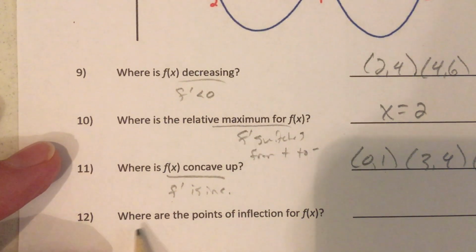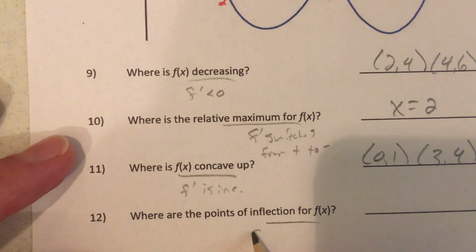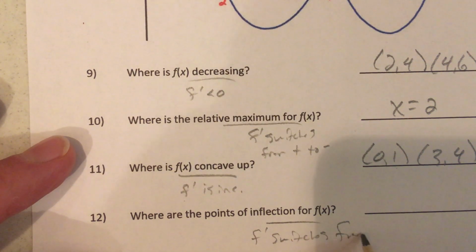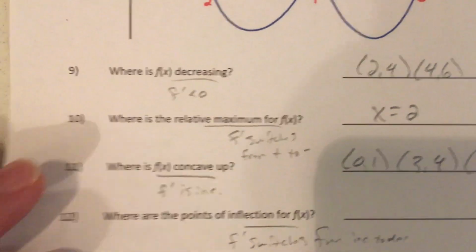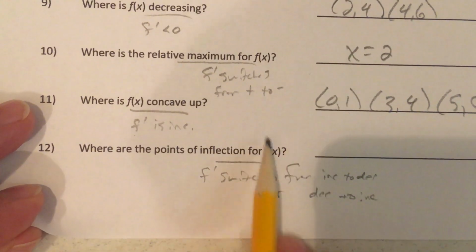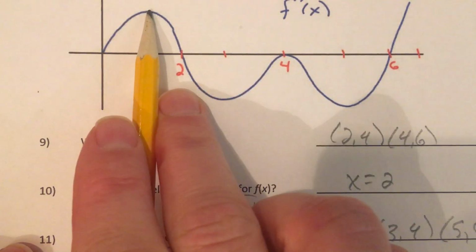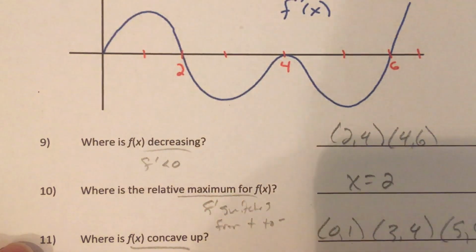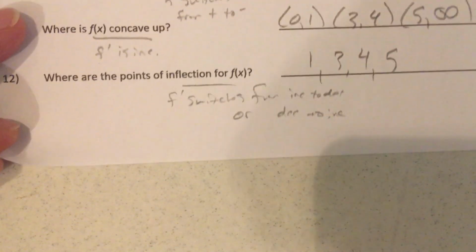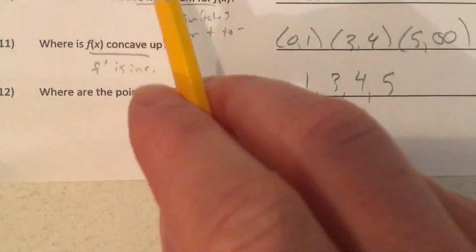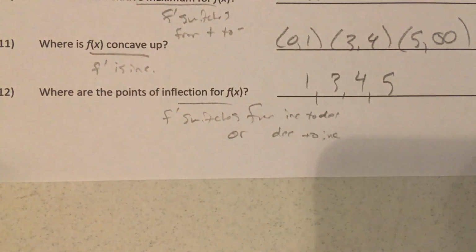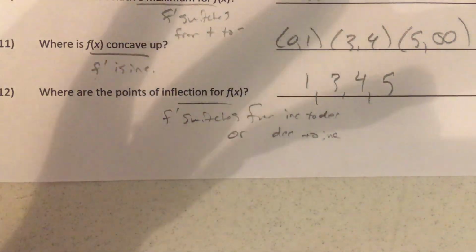Okay, and then where are the points of inflection? The point of inflection is going to be when our first derivative switches from increasing to decreasing, or decreasing to increasing. So that's where we're going to have a point of inflection. That switch occurred at 1, at 3, at 4, and at 5. We'll have 4 points of inflection there. Those are the places where the first derivative switched from increasing to decreasing, or decreasing to increasing.